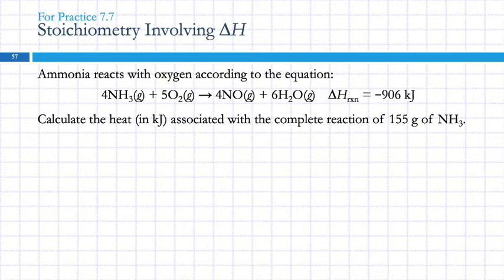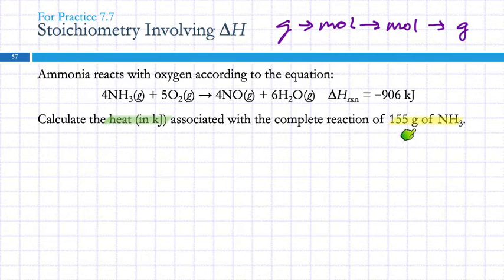This is stoichiometry. So where do we start with stoichiometry? Grams to moles to moles to grams, every time. And then we just see, do we need to change it or can we use it just like that? Well, I kind of skipped over highlighting the numbers. So we have 155 grams of NH3, and we're asked for the heat in kilojoules. So this is what we're starting with.